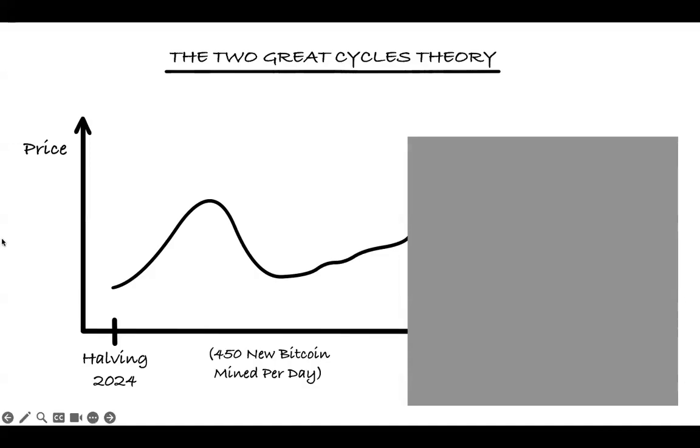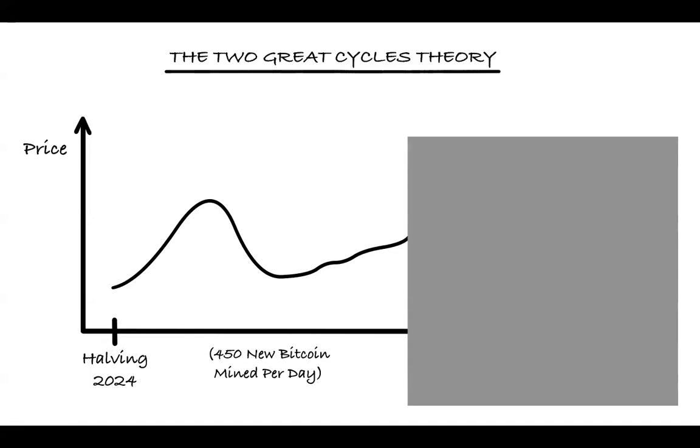So this is the two great cycles theory, as I like to put it, okay? It's one thing to be aware of: the two great cycles theory. The current one we are in and the next one, okay? While there will be more bull and bear markets, the next halving will provide what I believe will be a supply shock, right? So this is where we are right now, the halving of 2024, where we currently sit in and around here at 450 new Bitcoin per day, all right?